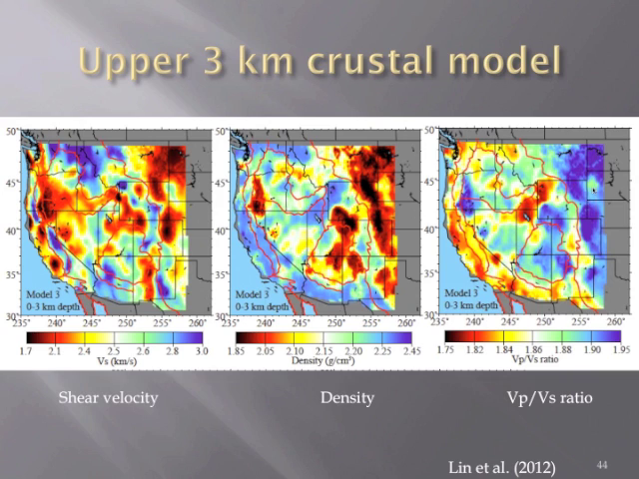Okay, great. The next question is from Jim Nee, and Jim's question is, is seismic anisotropy generally much larger in the uppermost mantle or in the crust?